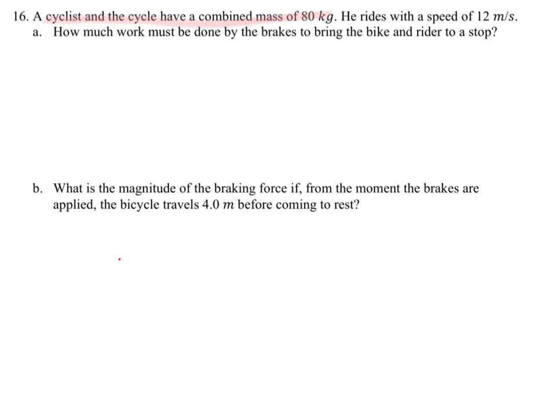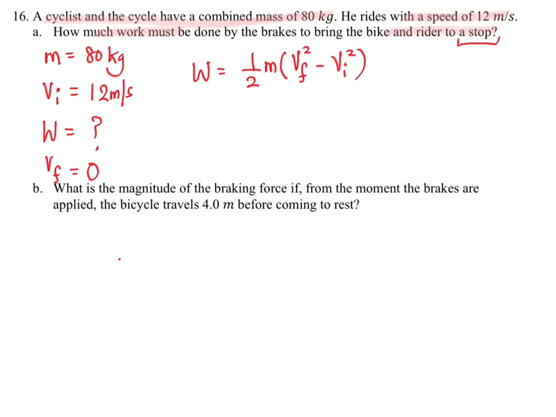Next problem. A cyclist and cycle have a combined mass of 80 kg. So mass is given as 80 kg. He rides with a speed of 12 meter per second. How much work should be done by the brakes to bring the bike and the rider to a stop? Stop means the final velocity will be equal to 0. It's asking us to get the work done. The final velocity is equal to 0. Initial velocity is 12 and the mass is given to us as 80. So we will use the formula half m (Vf square minus Vi square). Substitute the numbers into it and get the work done.